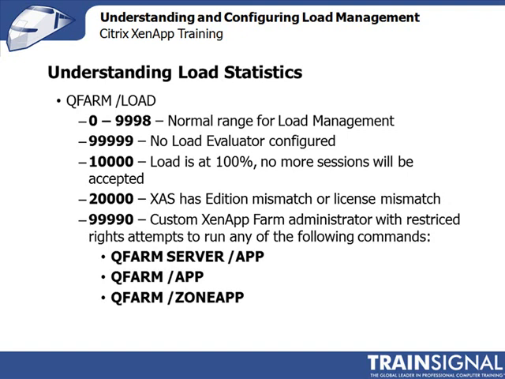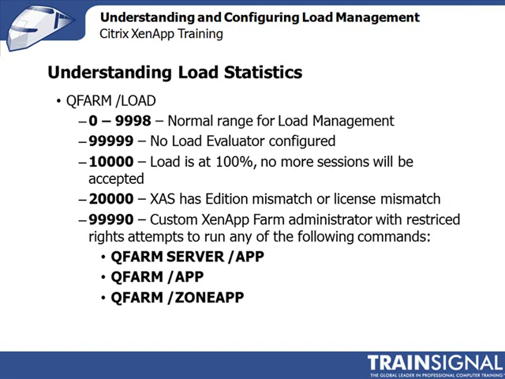If you have the 9s straight across here, 5 9s or 4 9s and a 0, it just means that there's a farm administrator that you've custom created. You've given that particular farm administrator custom rights, but that particular administrator doesn't have enough rights to run qfarm /server, qfarm /app and qfarm /zone. So the particular user doesn't have enough rights to run these commands from a command line, so it'll report that numerical value to let you know that someone is trying to run this that doesn't have enough rights to run it. So again, it gives you a lot of good insight as to what's going on from a server standpoint.